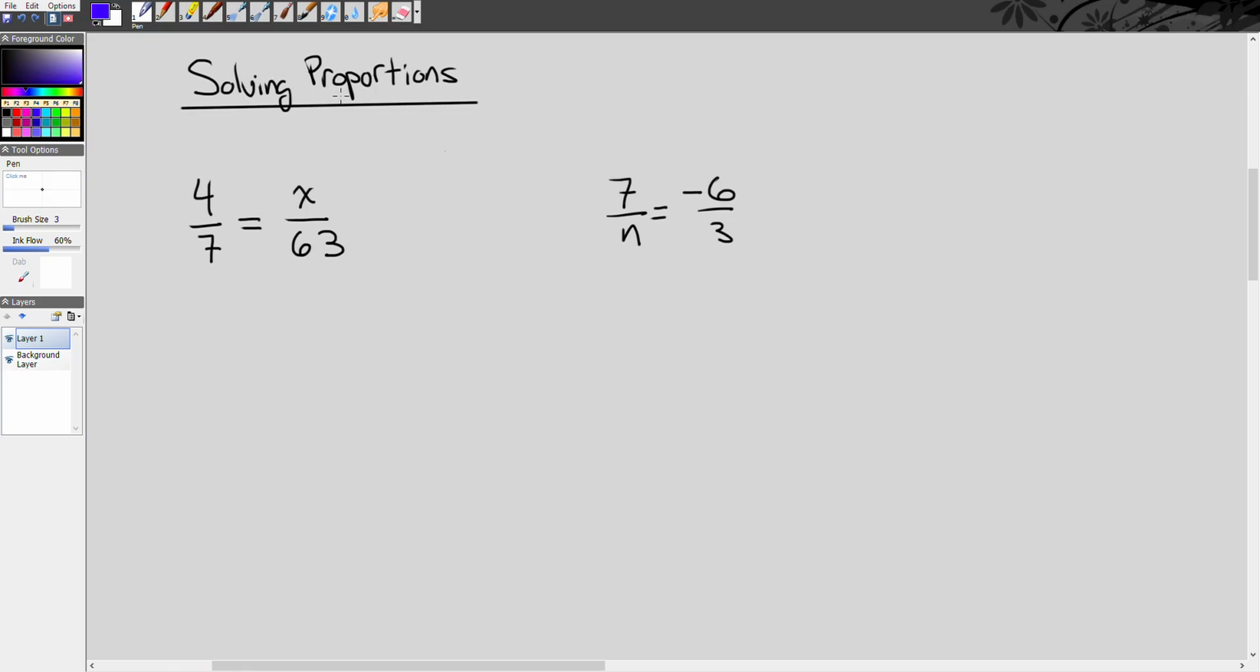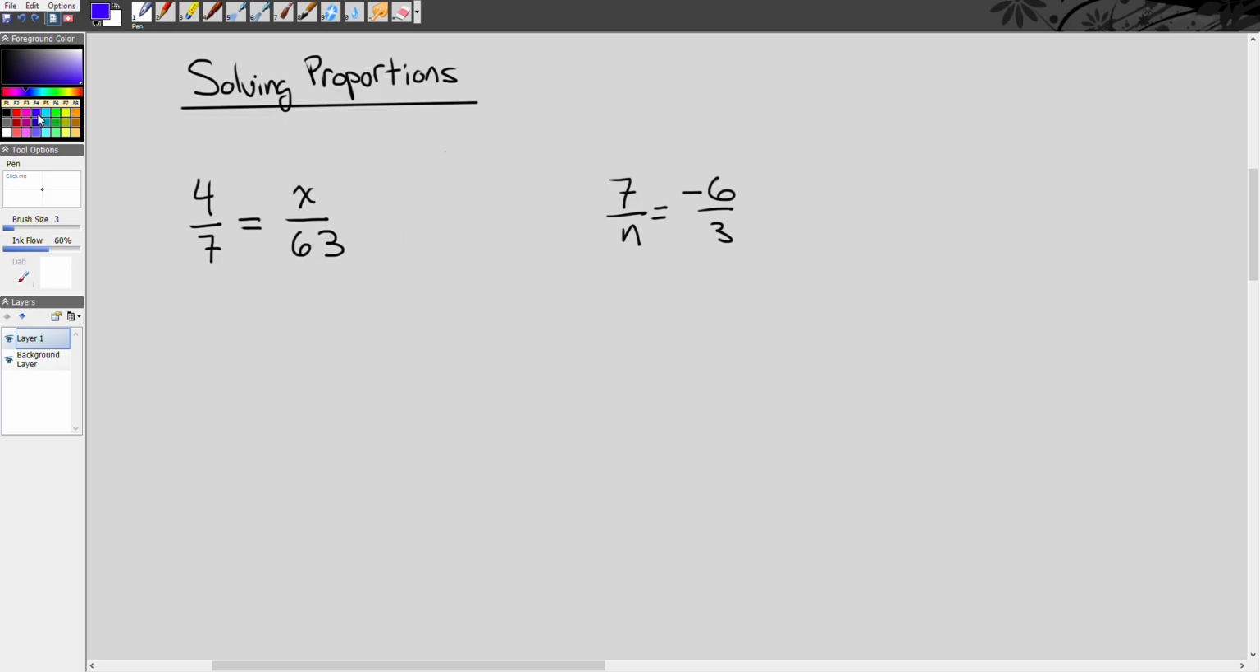All right, let's take a look at solving proportions. A proportion is an equation stating that two ratios are equivalent. So when I solve a proportion, I'm trying to find the value for the variable that makes these two ratios proportional, or makes this a true statement.